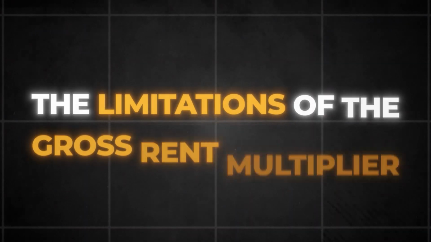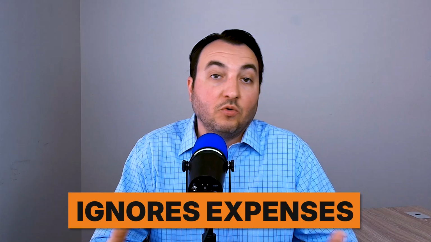And the GRM is very helpful when you have limited rent or expense data on a property. The limitations of the Gross Rent Multiplier. Well, it ignores expenses. The GRM does not account for operating expenses, such as property taxes, insurance, utilities, maintenance, and property management fees, which significantly affect a property's true profitability.